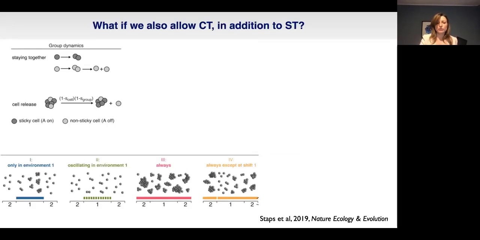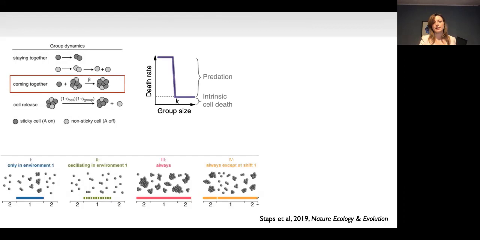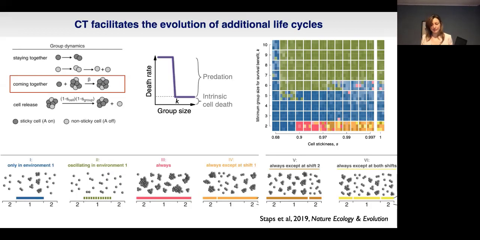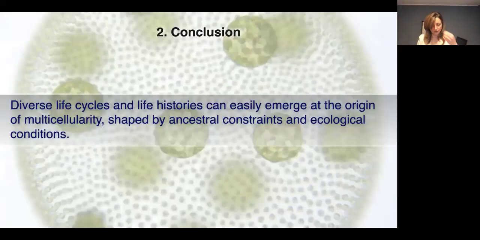So the point is, if we also allow coming together in addition to staying together, while otherwise everything stays the same, we get 2 additional life cycles. And this is all to say, the biggest conclusion of this, because obviously I'm going too fast for you to really look at all those parameter regimes, the most important conclusion from this is that there's a lot to be harnessed by thinking a little bit more about the ancestral conditions, the physiological constraints and the ecological conditions under which the ancestor existed right before the potential for multicellularity arose, and then allowing for that to happen, and then seeing what kind of emergent diversity one can get out of that.